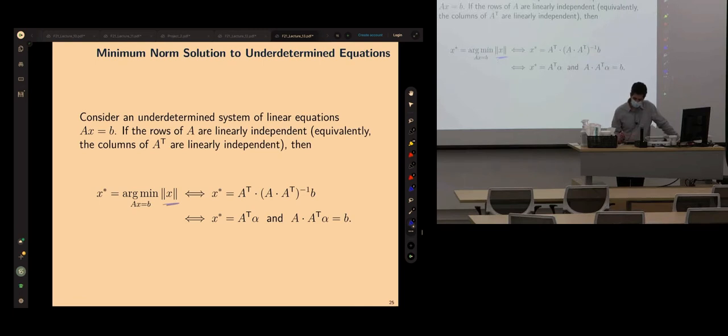So the minimum norm solution is saying: find the solution that minimizes the norm of x such that it also satisfies the equation Ax equals b, even though I have fewer rows, make sure it satisfies that equation. So there are, again, an infinite number of solutions. Find the one that satisfies the equation and has minimum norm. Now, it turns out the solution to that is this.